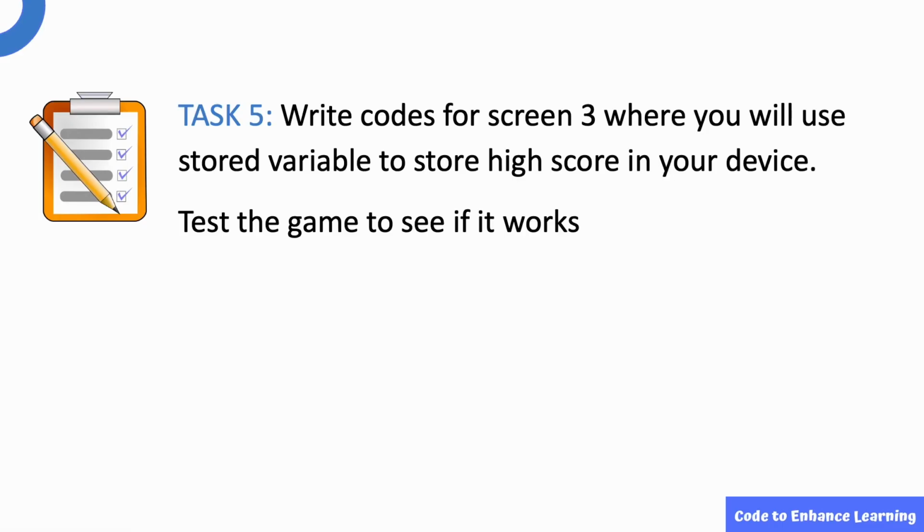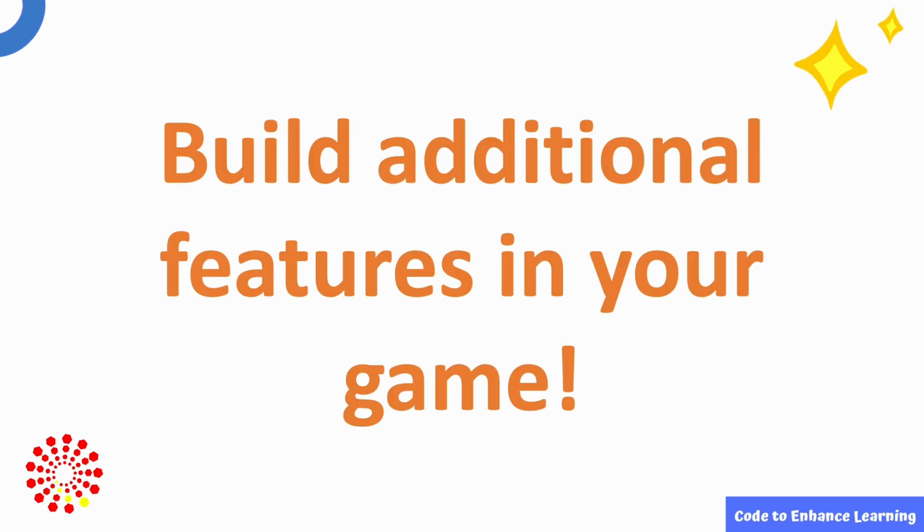Write codes for screen 3 where you will use stored variable to store high score in your device. Test the game to see if it works. You can make your Indian snack shop more interesting by having exotic food items which will get you more points when served. You can even decrease the timer to make the game harder. Do try your own variations to the game.